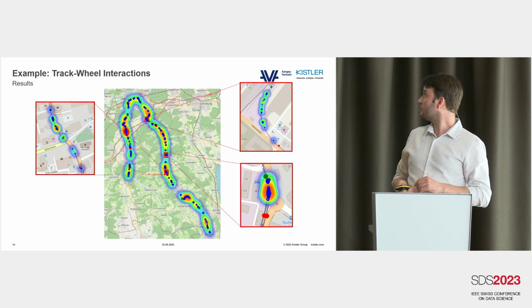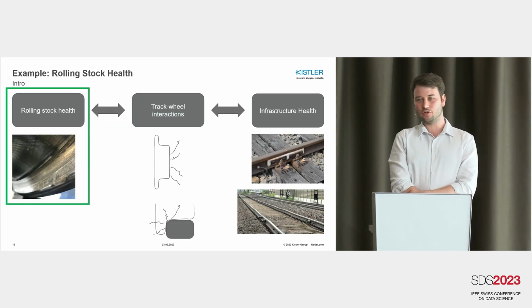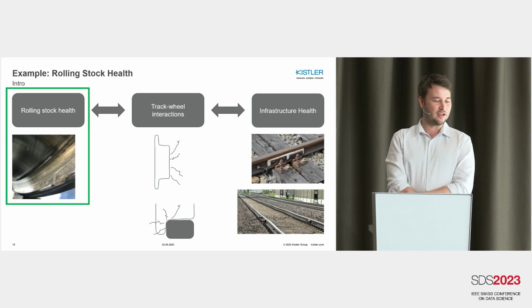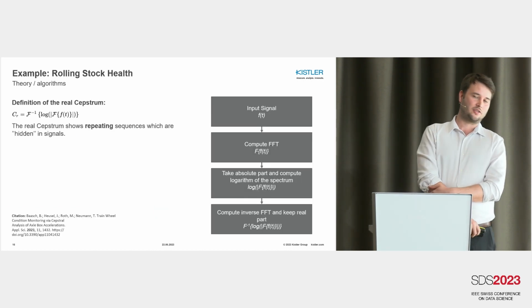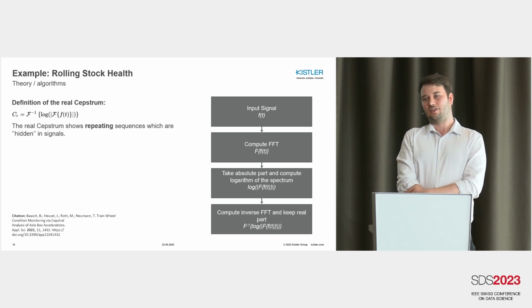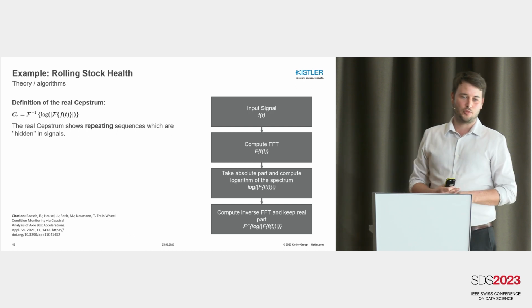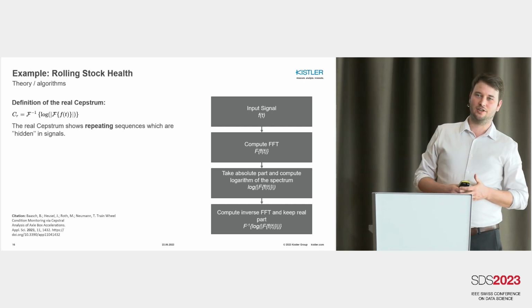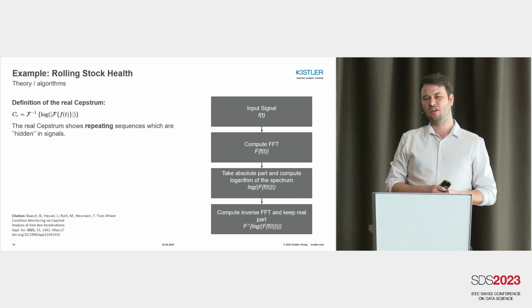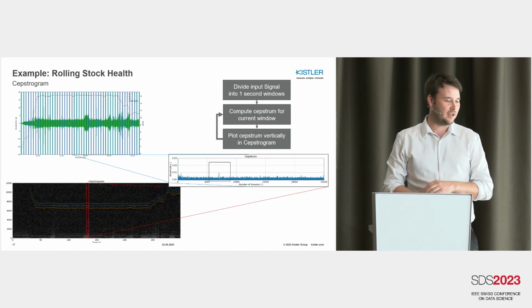And that was the first example, and the second example is the rolling stock health, more precisely the wheel health. And therefore, we applied the Sebstrom analysis, which we found in a paper which is cited here on the slide. And this Sebstrom analysis finds repetitive patterns in a signal. And the more prominent this pattern is, the higher will be the amplitude. It's more or less similar to a spectral analysis. So, that's how we apply the algorithm.